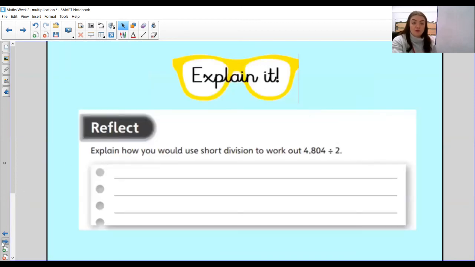Once you've done those, there is always your reflect at the end. So again, once you are confident with a method, you can then explain it. It really, really helps to solidify, to get that stuck into your brains, okay? So explaining how you would use the short division to work out 4,804 divided by 2. So imagining that you've got somebody in front of you that doesn't know how to do it, how would you explain the method to them? So a little bit of a tiny teacher mode there.